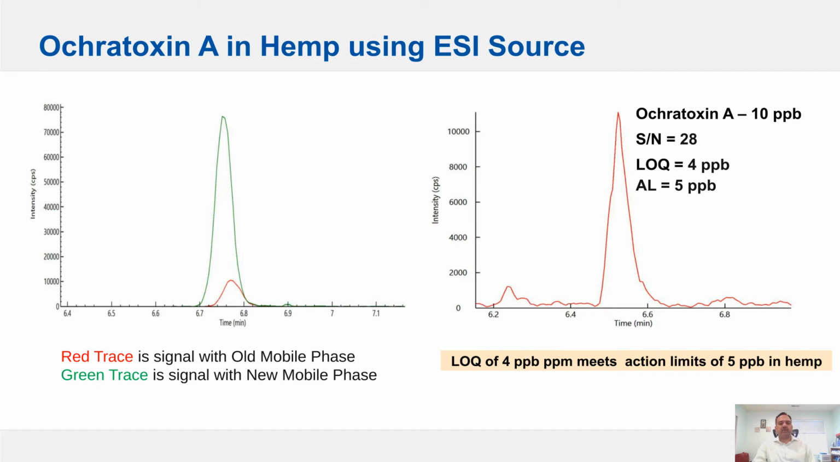So in order to meet lower action limits for ochratoxin in hemp using ESI ion source, we had to optimize both our ion source conditions. And on the left, you can see that we changed our mobile phase composition and we were able to increase our signal by a factor of 5 to 7 with the new mobile phase. Now our method LOQ of 4 ppb can meet lower Colorado state action limits of 5 ppb for this compound now.